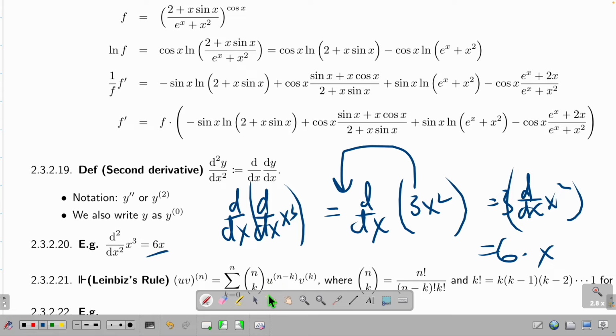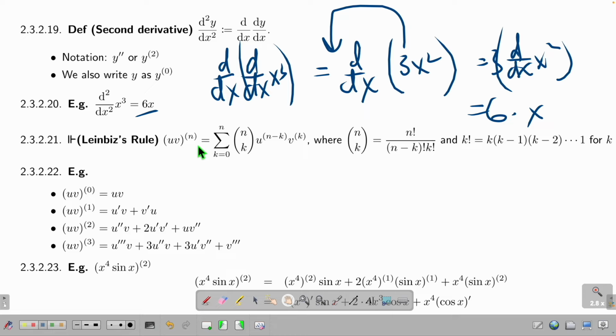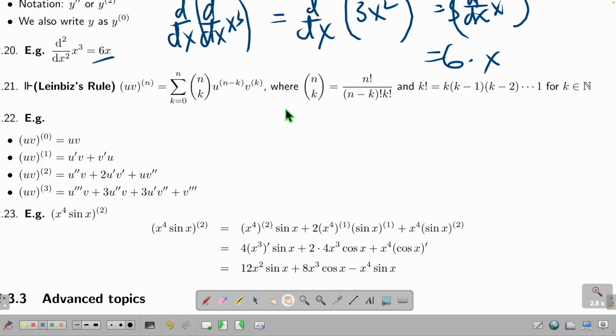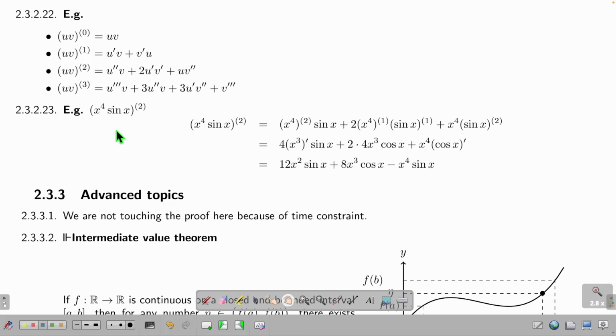Okay, so basically this is just repeated differentiation. Then you will ask, what happens if I take the derivative n times? You will get something that looks like the binomial theorem, which a German guy gave a name, but that doesn't matter. Okay, so here's an example. Suppose I have x to the power 4 times sine x. I want to differentiate 2 times.